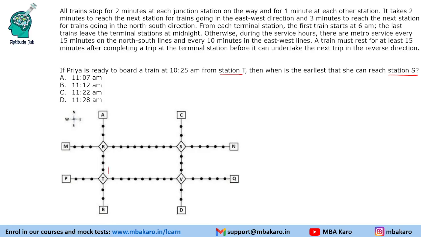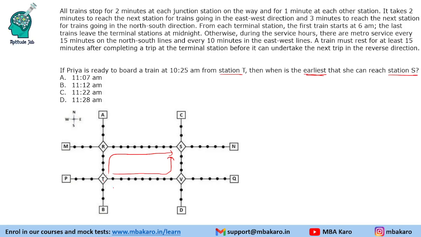Now she can go either this route or this route. Now what we will do is find the first train that she will catch, so that she does not waste any time. We have to reach earliest, so we will try to find the first train that she can catch.